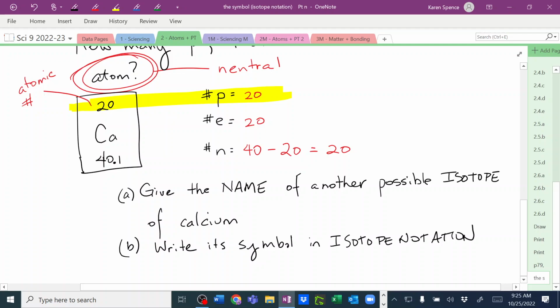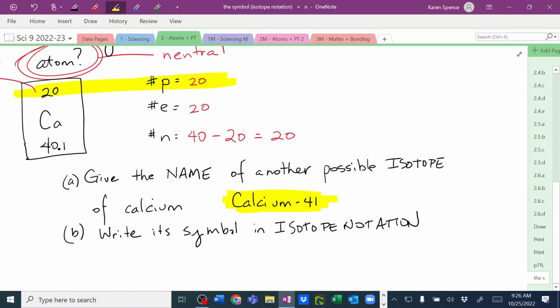So could someone please give me another possible isotope of calcium? Connor. Calcium 41. Anyone have a different answer? Could you come up with another answer, Mackenzie? Calcium 42? 43. Yes, you could have calcium 43.